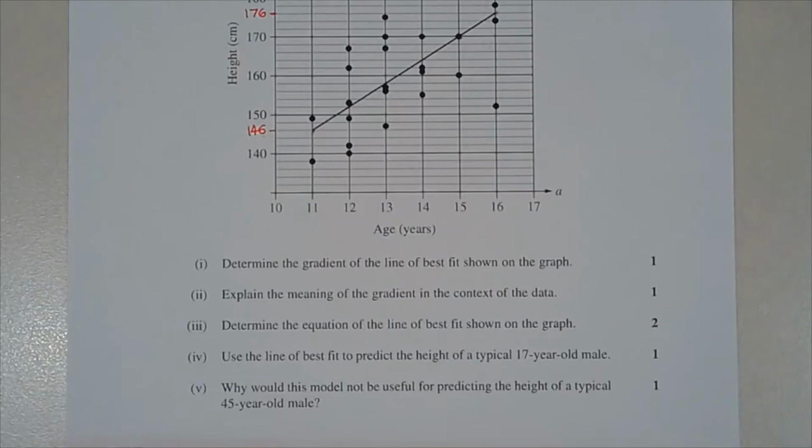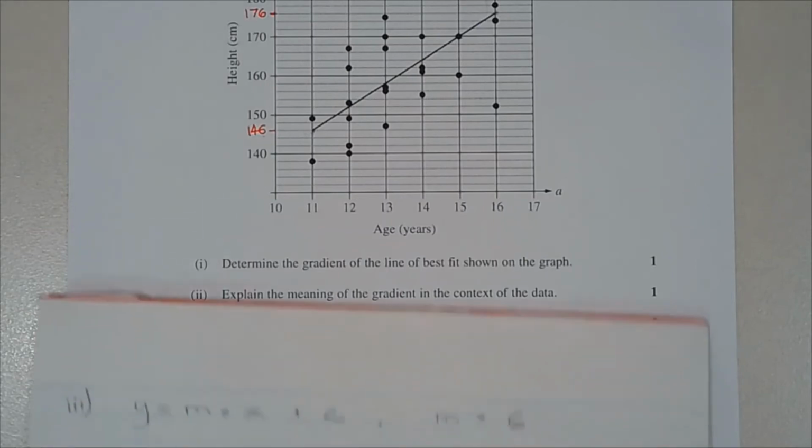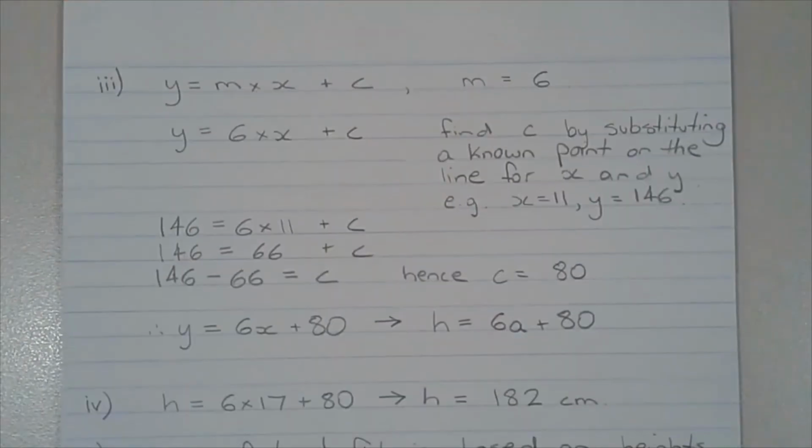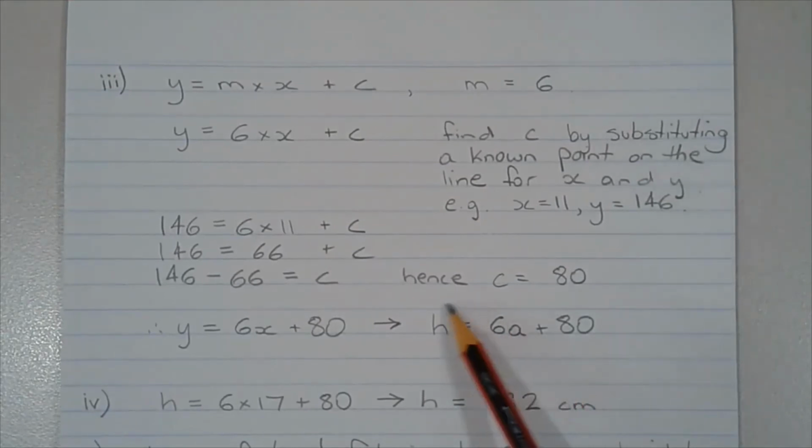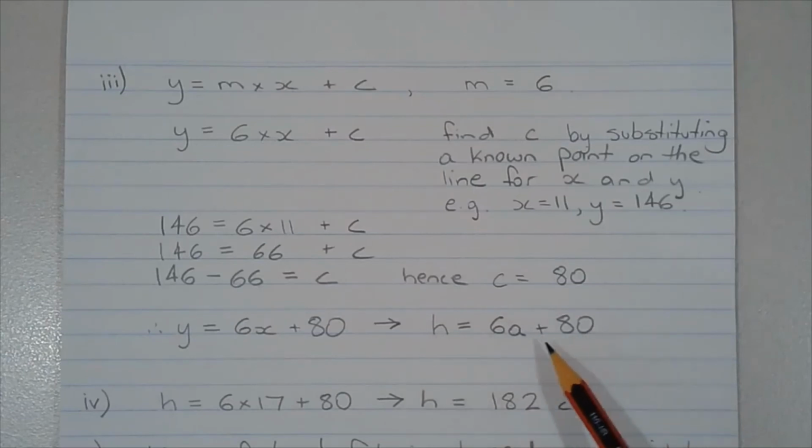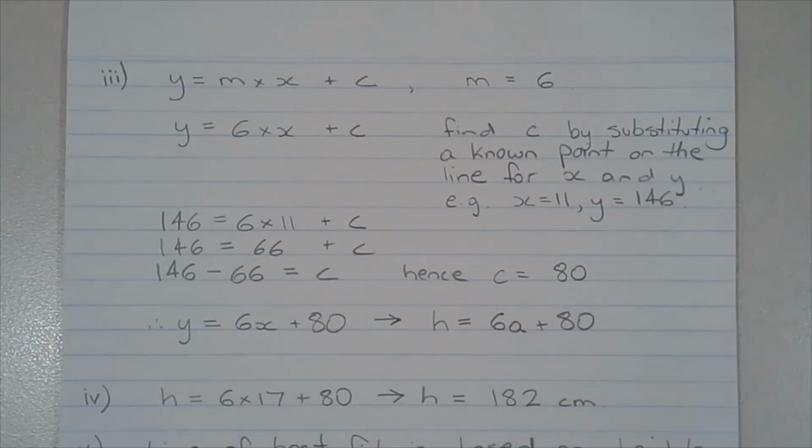Part 4. Use the line of best fit to predict the height of a typical 17-year-old male. So we're going to use the equation that we found in part 3. H equals 6a plus 80. A represents the age of the male at 17 years of age. So we're going to substitute 17 for A. So H equals 6 multiplied by 17 plus 80. And of course, evaluating that, we get H equals 182 centimetres.